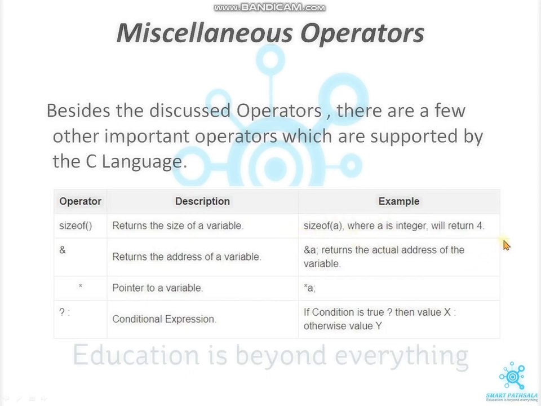Next is the ampersand. Here the ampersand returns the address of the variable, so &A returns the actual address of the variable. Next is the pointer to the variable. Now what is a pointer? Here a pointer points to the address of a variable that is stored in another variable. Okay. Next is the conditional expression. Now what is this conditional expression? If the condition is true, then the value is x, otherwise the value will be y.